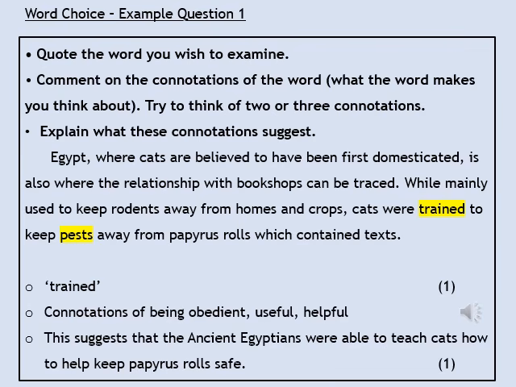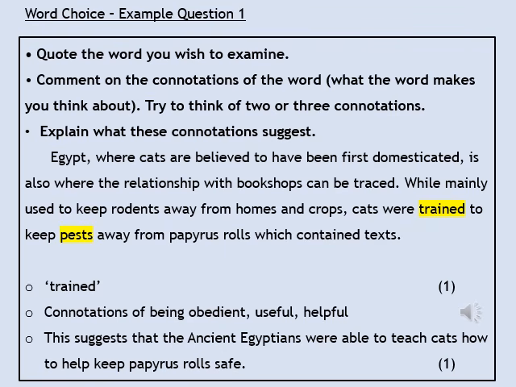The first part of the formula for a word choice question asks us simply to quote the word we wish to examine. Here we can see a couple of possibilities of what we could have chosen: trained or pests. Then we've got to comment on the connotations of the word, or in other words, what the word makes us think about. We should think of 2 or 3 connotations. Here we can see some connotations of trained are being obedient, useful, and helpful. We certainly think of those words too when we try to understand in greater depth the usefulness of the cats.